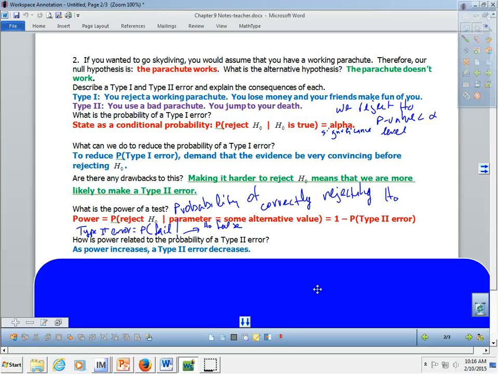Okay? And so think about, as power increases, we become more and more likely to reject H0 given that H0 is false, which means that we are less likely to fail to reject H0 even though H0 is false, and that's our type 2 error. So as power increases, type 2 error decreases.